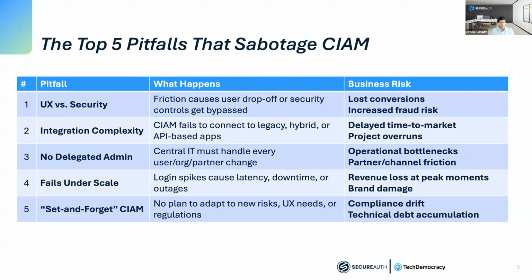The fourth one is failing under scale. So here we're talking about spikes in logins. For example, maybe you drop a hot new product or there's an advertising campaign that starts. Latency can be caused by these, but also downtime and outages if you overload the system and cause a denial of service. Obviously here, these are moments when you stand to make the most revenue, right?